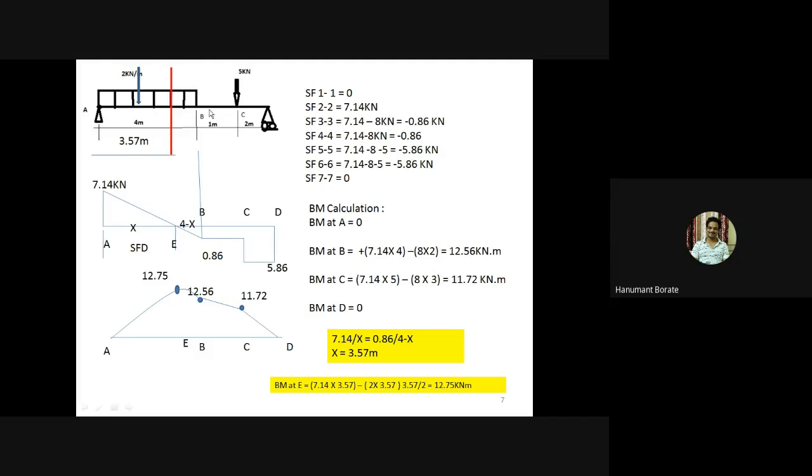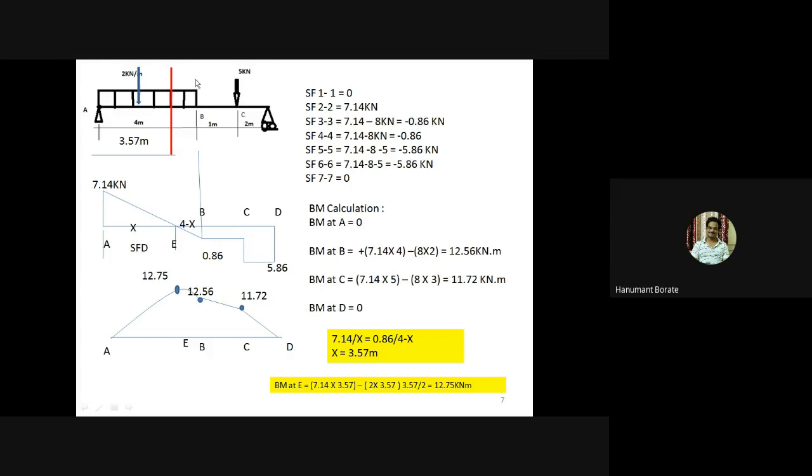So once again I have drawn the load diagram. I have just copied the SF calculation and bending moment calculation. Now we'll see how to draw the SF diagram. You can see here, SF just left of A is 0, just right of A is 7.14 kilonewton. So I have taken here 7.14 kilonewton and plotted the 7.14 point.